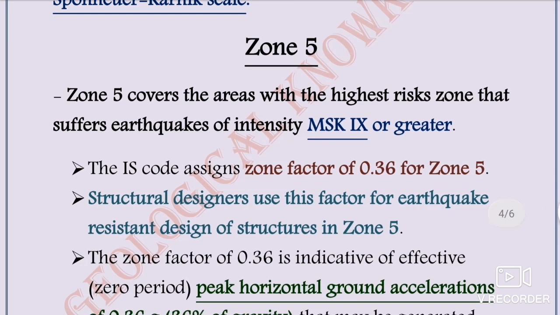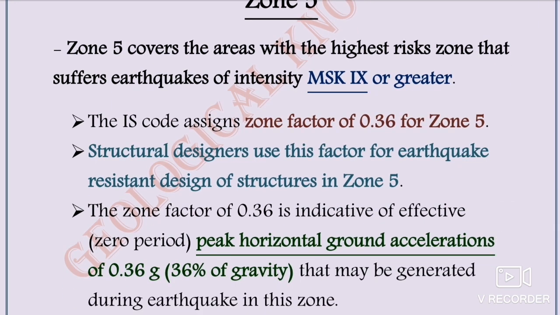So zone 5 covers the areas with the highest risk, as we have already talked about. Zone 5 is the zone of highest risk that suffers earthquakes of intensity MSK 9 or greater. And the Indian Standard Code assigns a zone factor of 0.36 for zone 5, and the structural designers use this factor for the earthquake resistant design of structures in zone 5, okay.